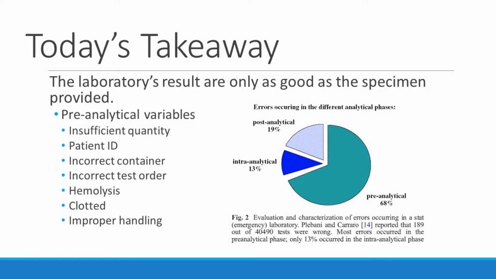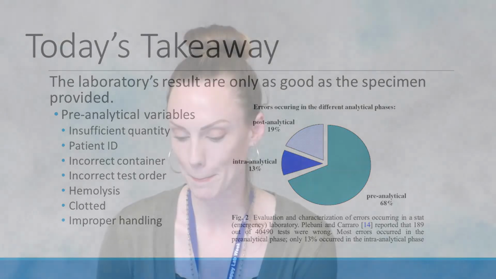So today's takeaway really: our lab results that come out to you are really only as good as the specimen that we receive. We can control what's happening in the lab, the intra-analytical and post-analytical phases. However, pre-analytical, we do find most of the errors occur during this phase. So we do educate quite a bit around these variables. Examples of these would be drawing in the correct container, the correct test being ordered, avoiding hemolysis, clotted samples, and so on.